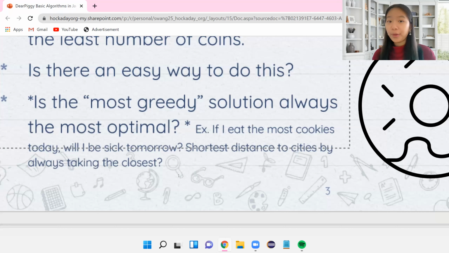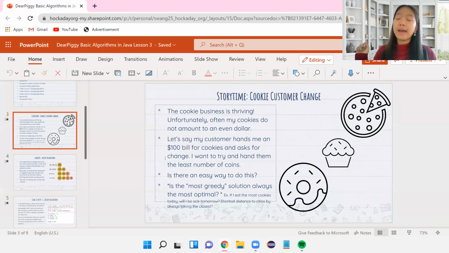But tomorrow, is that going to be our best decision when I'm sick and throwing up? No. Five weeks from now, is that going to be our best decision when I've gained like 100 pounds? No, right? So that is a classic example of why choosing the most greedy solution at that current point in time may not always work out to be the best in the end.